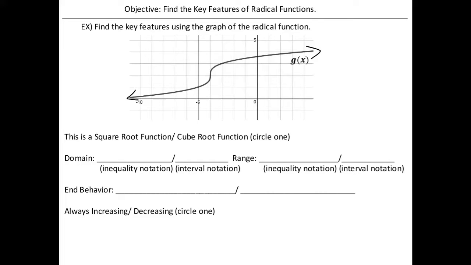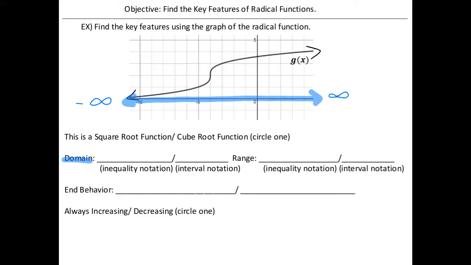So all real values, I'm going to highlight the whole x-axis this time. Okay, so that's the domain, all real values for the domain. So we're going from negative infinity to positive infinity. Okay. And so it's all real values, no restrictions.